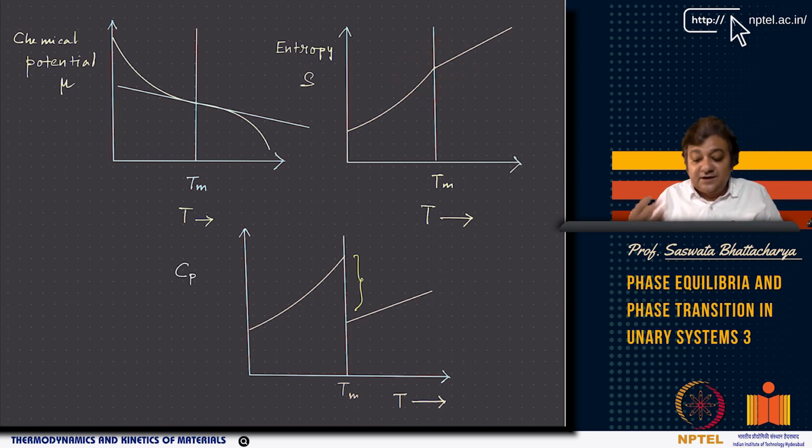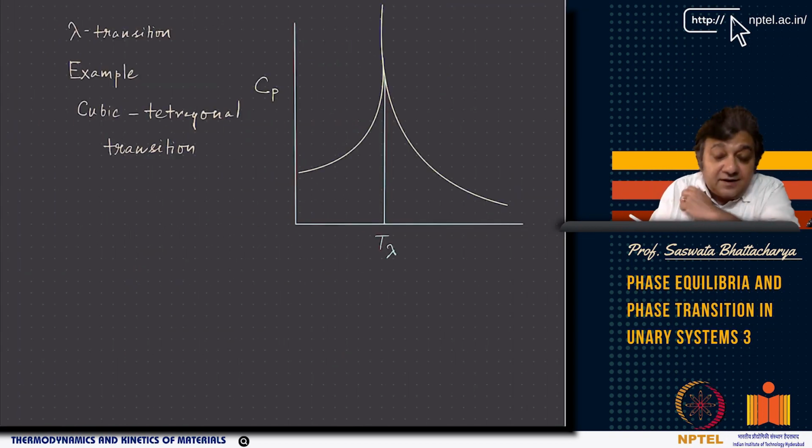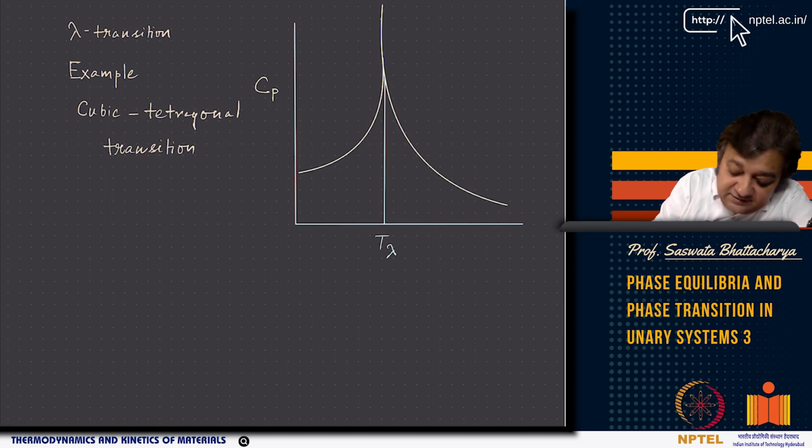That is what characterizes a second order transformation. Some ferroelectrics also show this paraelectric to ferroelectric transformation that is of second order, right? So there is yet another transformation, which Ehrenfest first basically classified. It is called a lambda transition. In a lambda transition, for example, you have a cubic crystal, which means a crystal with cubic symmetry.